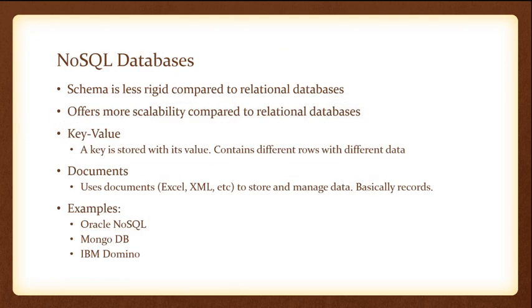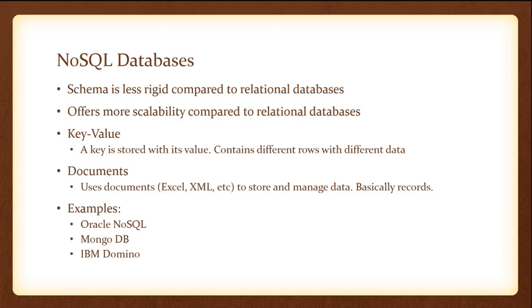Now, along with that, we can also have NoSQL. NoSQL does not follow a strict schema, but accepts unstructured data sources. The schema is less rigid compared to relational. It does offer more scalability compared to relational databases, and that is the nice thing about NoSQL. It's not as organized, and it will accept things that are not as structured, but you can often scale it a lot more.